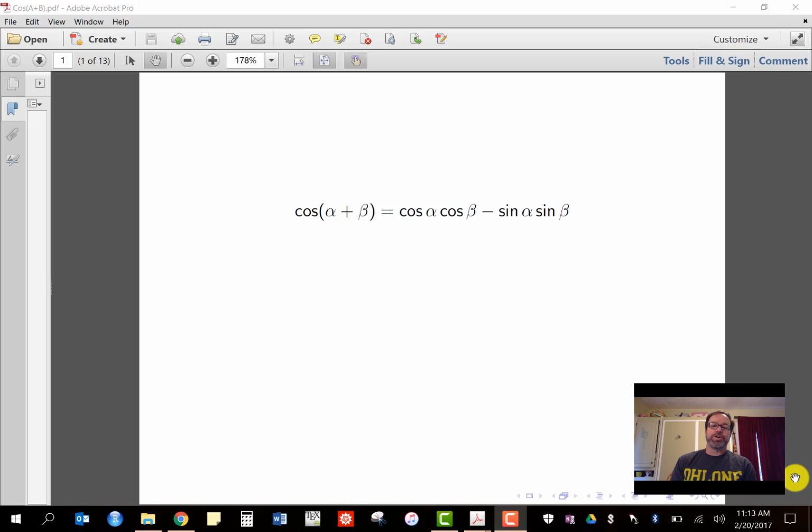Hi everybody, today we're going to go over the proof of this formula, which is the cosine of the sum of two angles. And before we get into this proof, let me just show you why proving this result is so vitally important to us.